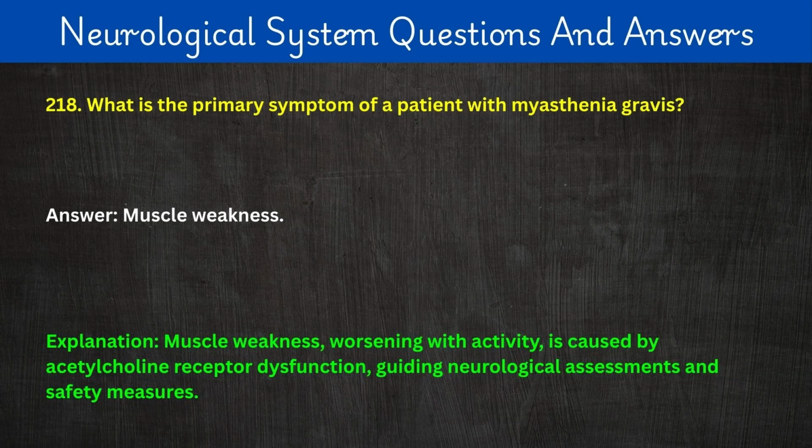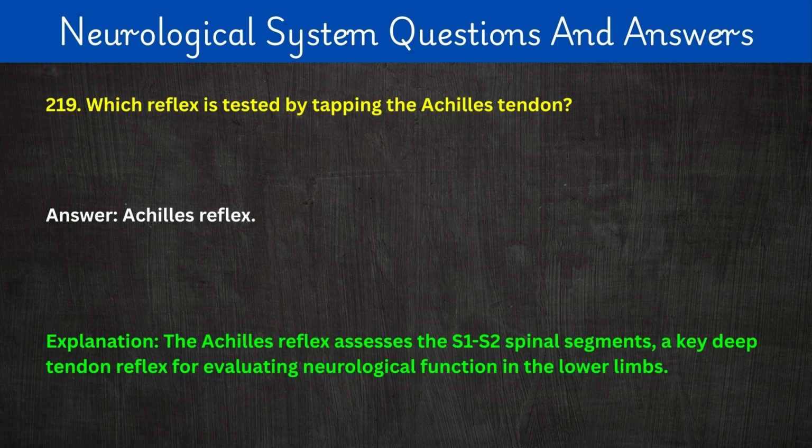218. What is the primary symptom of a patient with myasthenia gravis? Answer: muscle weakness. Explanation: muscle weakness, worsening with activity, is caused by acetylcholine receptor dysfunction, guiding neurological assessments and safety measures.